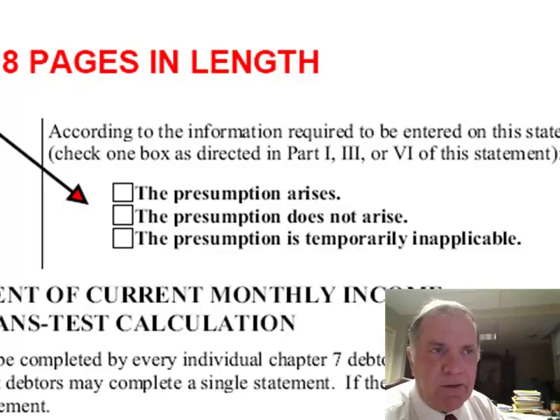The second box, the presumption does not arise. If the form wanted to be communicative with you, that should really read, the presumption of abuse does not arise. What that means is, if that box is checked in a Chapter 7, you are not abusing the bankruptcy laws by filing Chapter 7. You have either passed one of the two tests for income, and if you go into the part of the tutorial that talks about median income and the means test, if you've passed either one of those tests, then we're going to check that box.